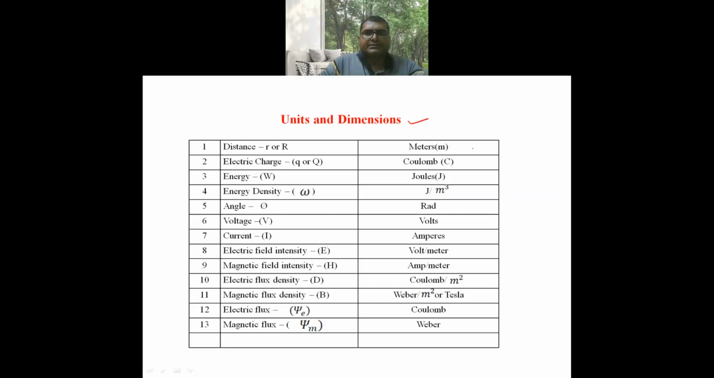Always consider distance in terms of meters, electric charge in coulomb, energy in joules, energy density in joules per meter cube, angle in radians, voltage in volts, current in amperes, electric field intensity in volt per meter, magnetic field intensity in ampere per meter, electric flux density in coulomb per meter square, magnetic flux density in Weber per meter square, electric flux in terms of coulomb, magnetic flux in terms of Weber.